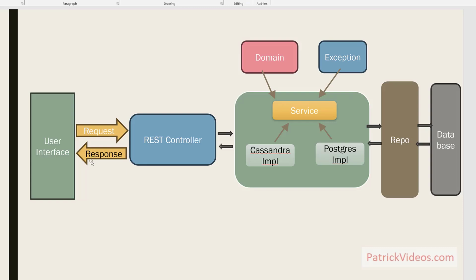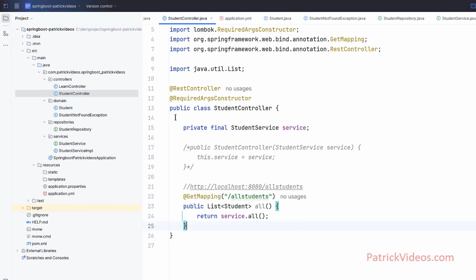So you can see the flow. From the UI, we are making a request to the controller. The controller will then make a request to the service. The service will then make a request to the repo, and then the repo will make a request to the database, fetch the data, and send it back through the service to the controller and to the UI. Now let's run this whole thing and bring it all together. Let's see if it works.